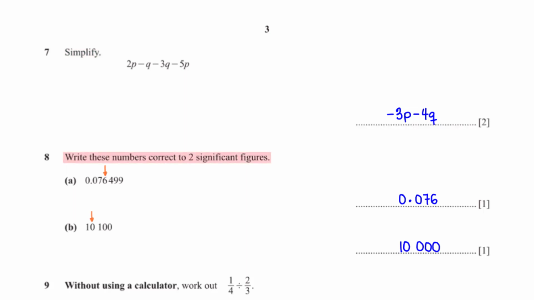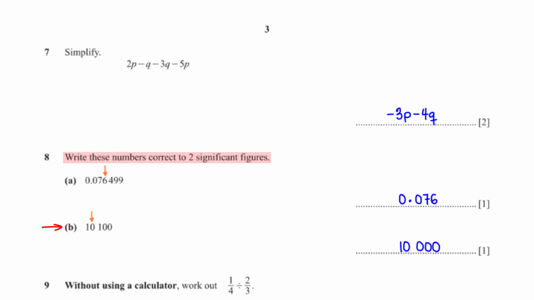Write these numbers correct to 2 significant figures. For this number, the second significant figure is 6. The number after 6, which is 4, is less than 5. So we maintain 6 and all the numbers after 6 become 0. Since these zeros come after the decimal point, they are insignificant, so we ignore them. So we have 0.076 rounded to 2 significant figures.